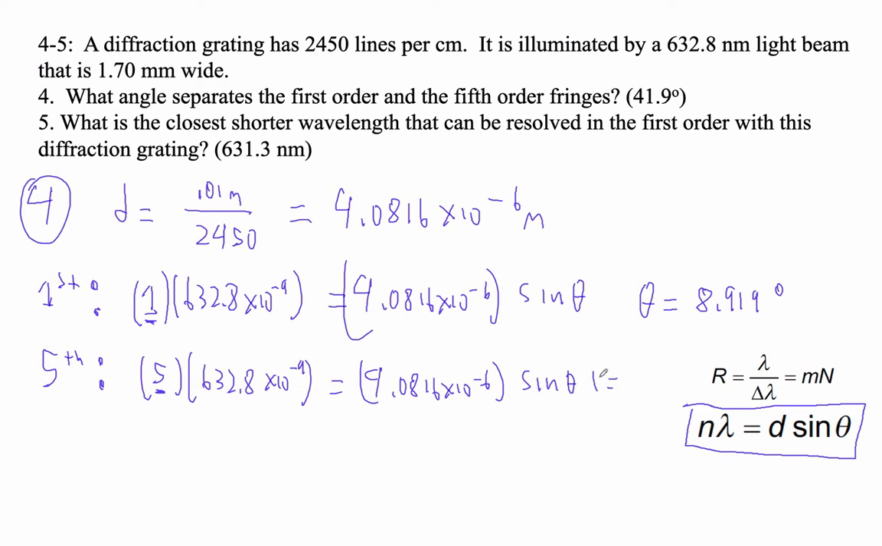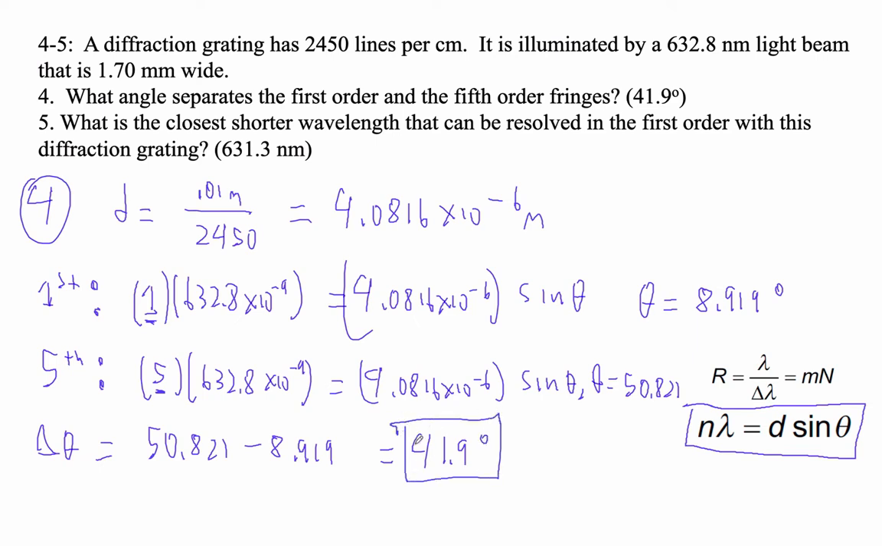So theta equals 50.821. Okay, so the difference in angle is just we subtract the angles, right? So 50.821 minus 8.919, and I get 41.9 degrees. That's about as hard as you can make a diffraction grating problem.